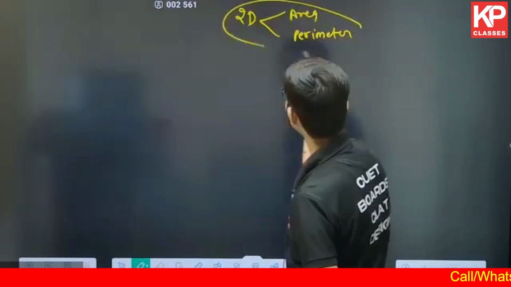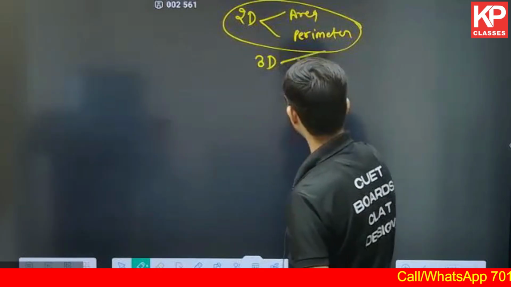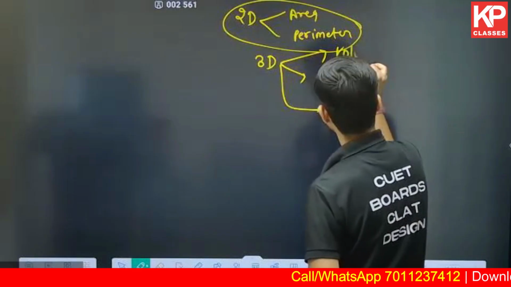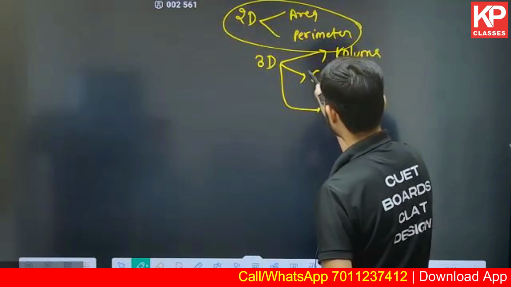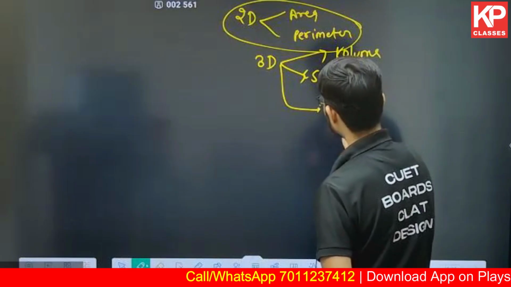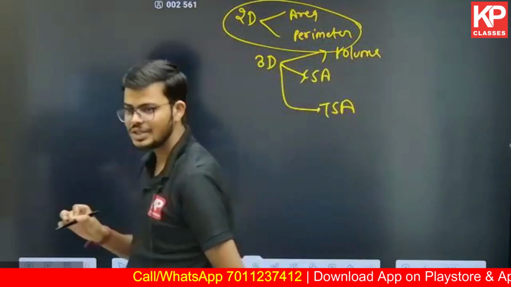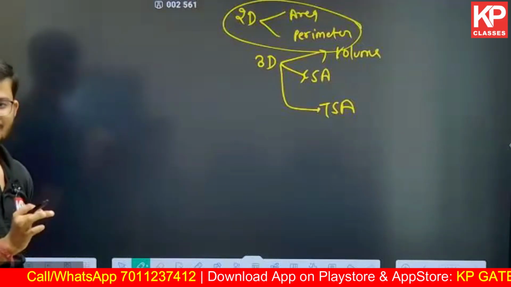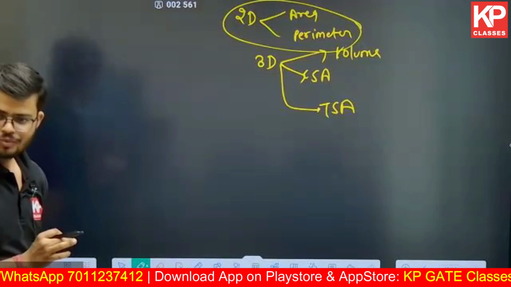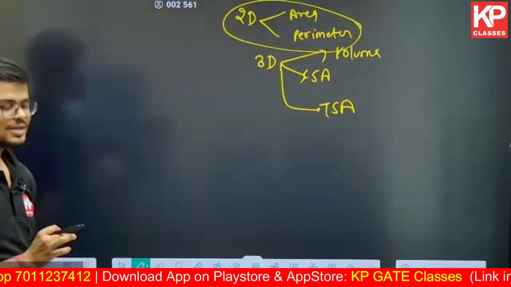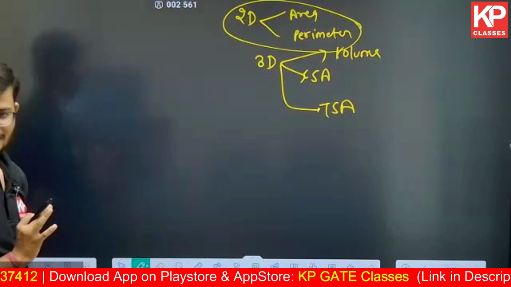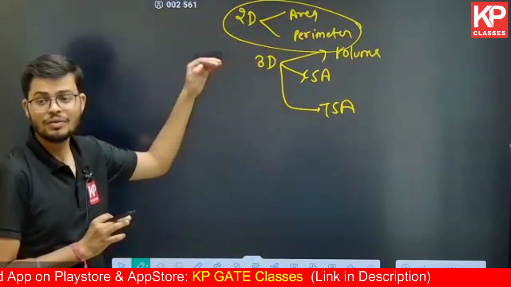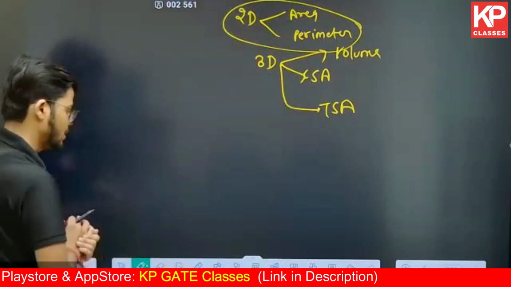Now when I'm going to talk about the second part, that is 3D, in three-dimensional figures there will be three things that we need to discuss. The first is volume, the second is surface area, that is curved surface area, and the third is total surface area. So we are going to understand volume, curved surface area, and total surface area with respect to all the figures given in 3D.